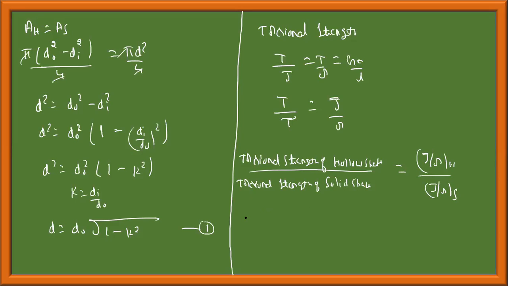Next, torsional strength of hollow shaft is equal to J by R, and in J by R we should take the outermost fiber, isn't it? This is R naught, the outermost fiber, so J by R naught. For solid shaft, this is J by R. This is where tau is maximum.